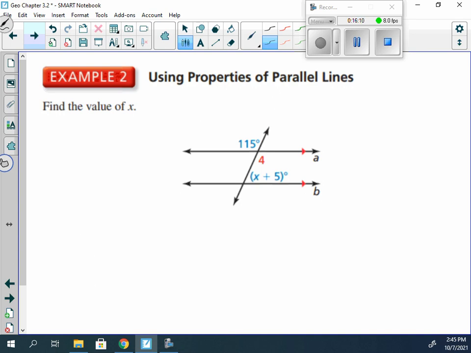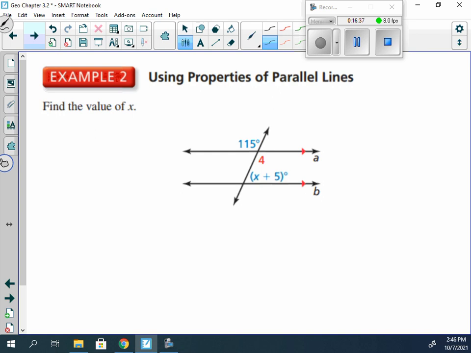Are 115 and x plus 5 corresponding angles? Because they're on opposite sides, they're not corresponding. Now, they are alternate. One is on one side of the transversal and the other on the other side. So we have either alternate exterior or alternate interior. It's neither, because for alternate exterior they'd both have to be outside, and alternate interior means they'd both have to be inside.